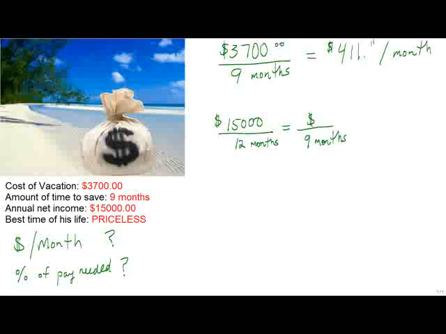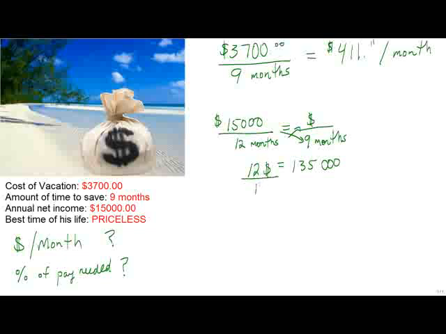And as with all proportions, we are going to cross multiply. So we have 12 months times our unknown, which is just a dollar sign. That's going to equal 15,000 times 9. That equals 135,000.